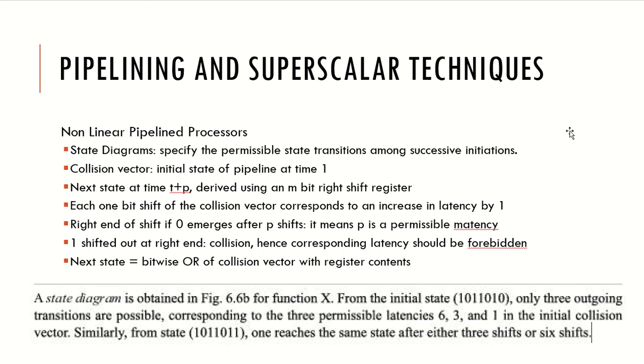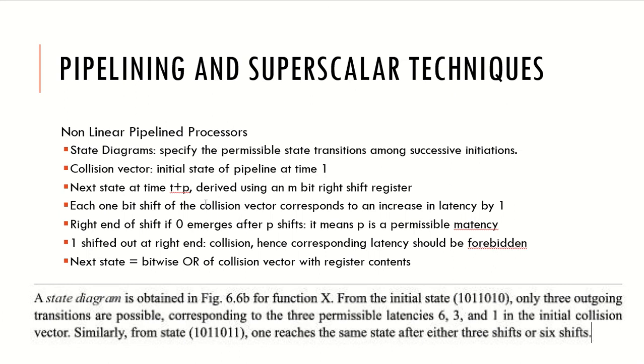So that is the state diagram, and the collision vector will be the initial state of the pipeline, which is at time 1. You have to make use of the state transition in a particular order: the next state at time t plus p will be derived using an m-bit right shift register. So you have the initial collision vector, and you apply a right shift. Remember, it is a shift, not a rotation. Based on that shift, you will decide what the next state is.